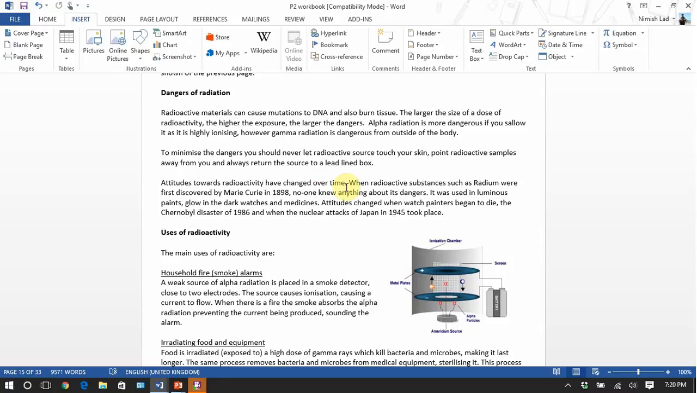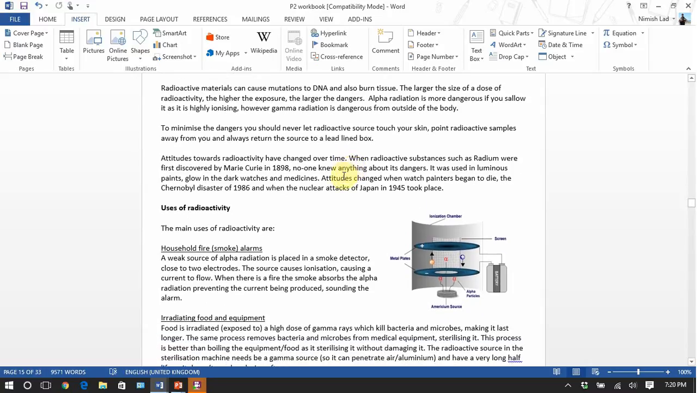So alpha radiation is more dangerous if you swallow it because it's highly ionizing. However, gamma is dangerous from outside the body because it can penetrate in. To minimize dangers, you should never let radioactive sources touch your skin, point samples directly away from you, and always return them to a lead-lined box when you're done with them.